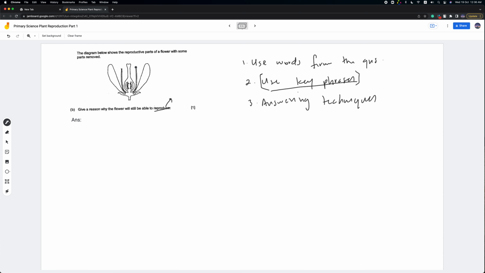They will say, oh, okay, you can't reproduce because why? This part is missing. And what is this part called? The anther. And what's the function of the anther? Produce and store pollen grain. So if there's no pollen grain, you can't reproduce because pollination cannot take place. Okay, that's what they will say.